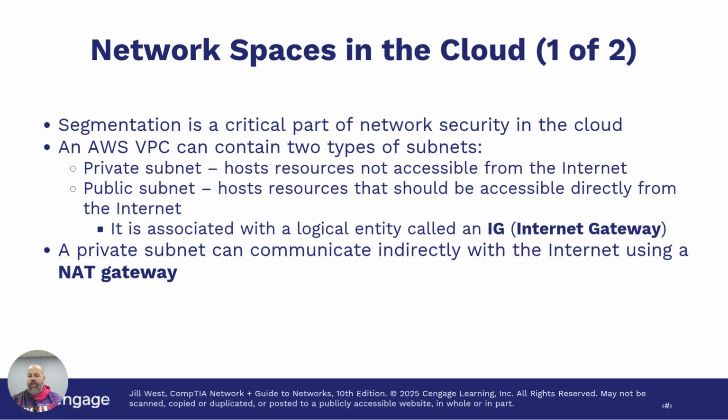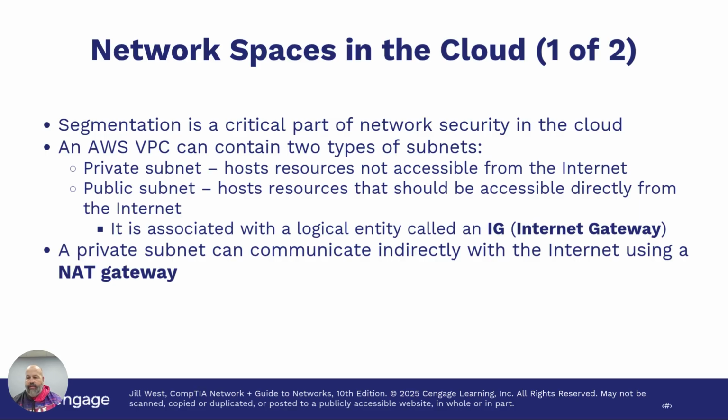So segmentation is critical for cloud security. In AWS, a VPC can contain two types of subnets. We have private subnets. They host resources that shouldn't directly be accessible from the internet, like databases containing customer information. Public subnets host resources that need internet access, like web servers serving your website. Public subnets are associated with an Internet Gateway, which is like having a front door that opens to the street.